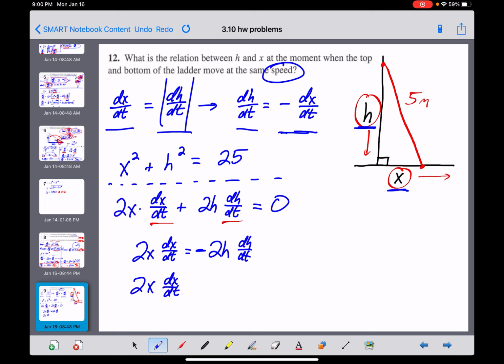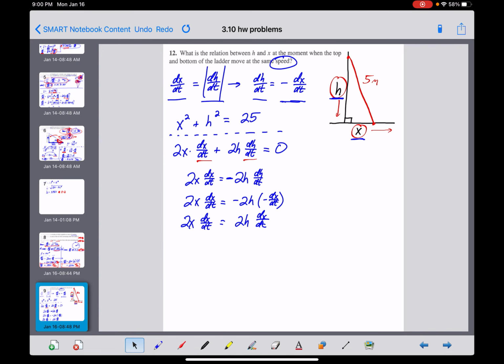2x dx/dt is going to equal a negative 2h, and that dh/dt can be replaced by a negative dx/dt. So where are we now? 2x times dx/dt equals, the negative times the negative is positive, 2h dx/dt. Okay, this is a little weird here, guys. This is kind of an abstract problem. And where are we going next?